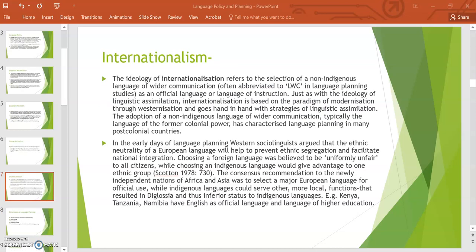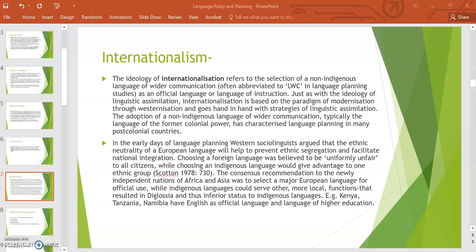Next ideology is that of internationalism. The ideology of internationalization refers to the selection of a non indigenous language of wider communication, often abbreviated to LWC in language planning studies, as an official language or language of instruction. Just as with the ideology of linguistic assimilation, internationalization is based on the paradigm of modernization through westernization and goes hand in hand with the strategies of linguistic assimilation. The adoption of a non indigenous language of wider communication, typically the language of the former colonial power, has characterized language planning in many post colonial countries.